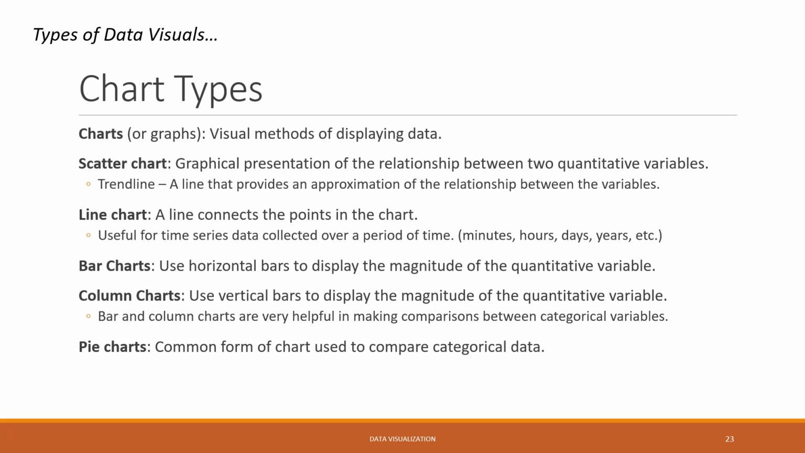All right, so now we're going to get into dealing with some more graphical representation of data. Graphical representations of data is simply charts, and it's our visual method of displaying the data, right? And so it's usually graphical or visual. The textbook has only these particular charts: scatter, line, bar, column, and pie charts.